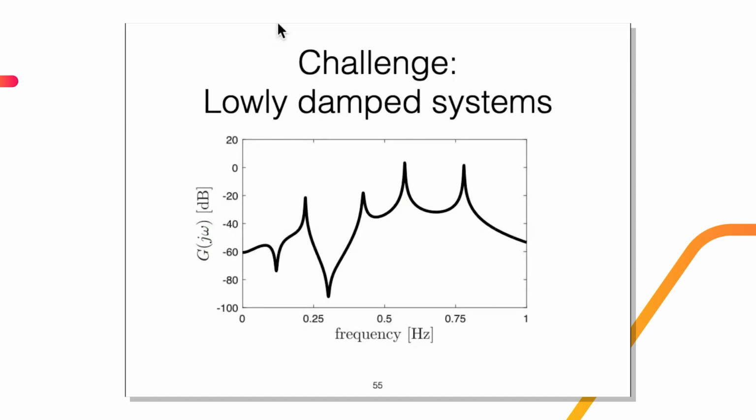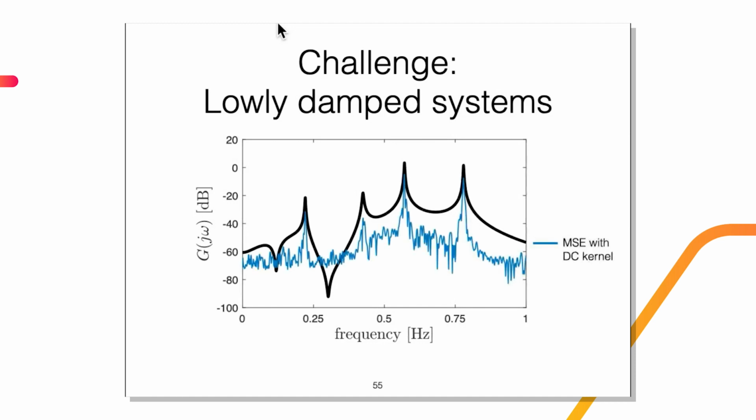You could say that the decay rate is very, very slow, and the smoothness is very low as well. This will induce a very high complexity in the model, right? So you will need a very complex model to be able to capture the lowly damped oscillations with a DC kernel. The results with a DC kernel, this is the error. It's fairly high, especially at the resonance frequencies.